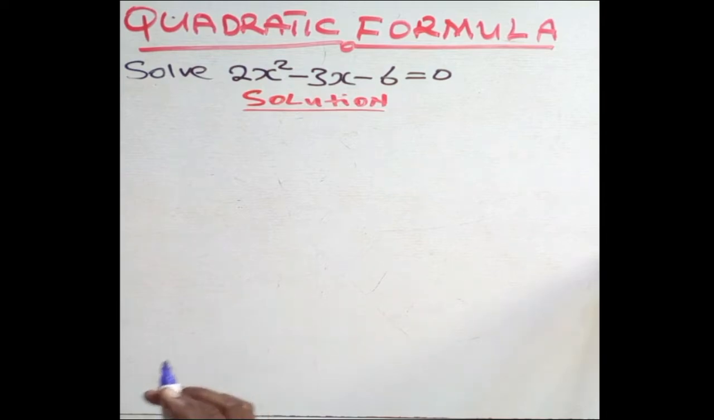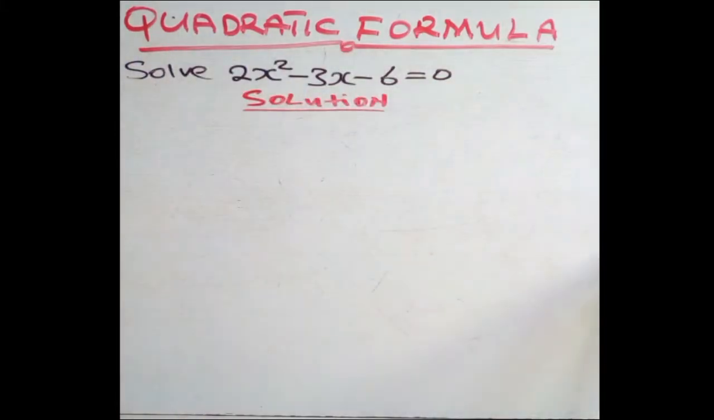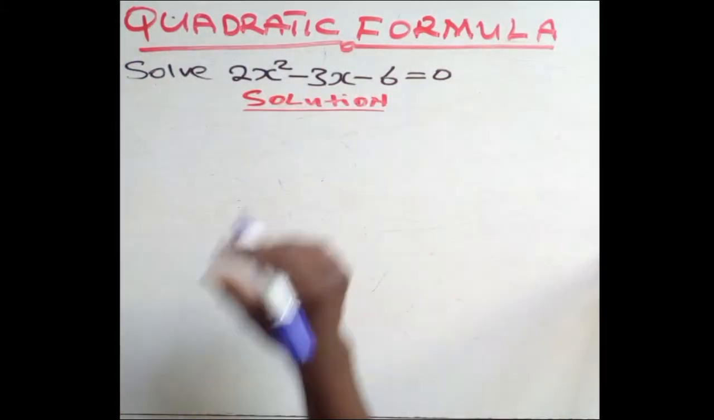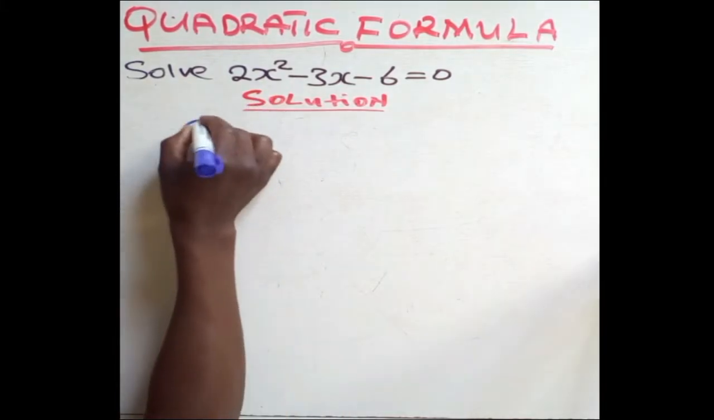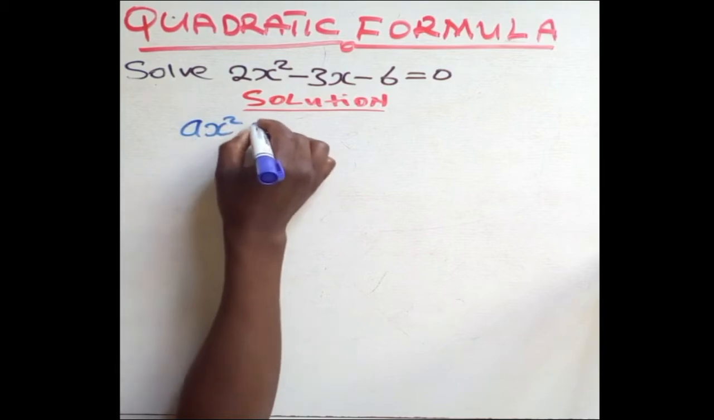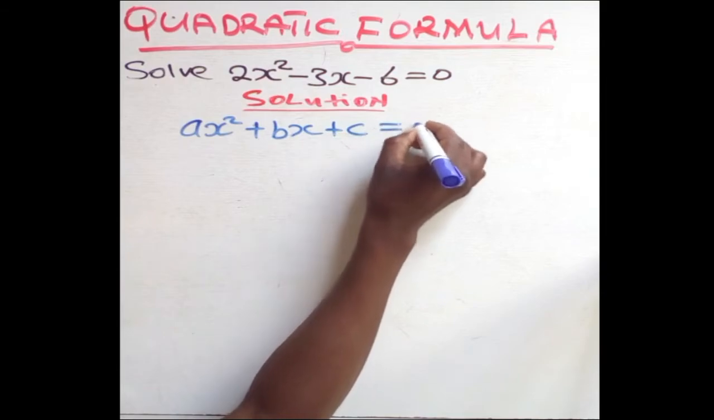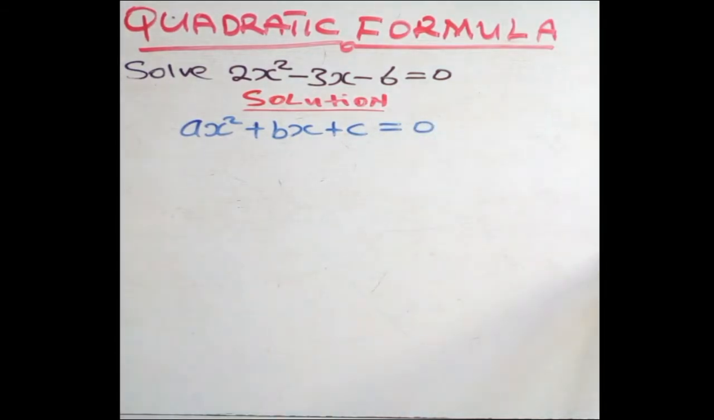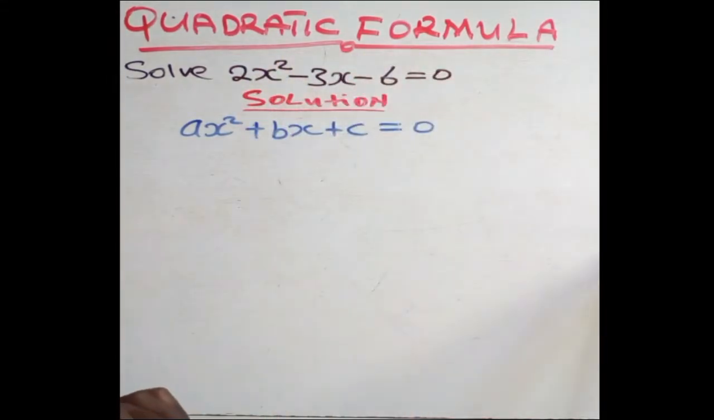On the solving board, we have a quadratic equation that can be solved using the quadratic formula. First of all, under solutions, we have to write a general quadratic equation: ax squared plus bx plus c is equal to 0. This is a general quadratic equation. If we compare this with the question that we have to solve, then we can identify a, b, and c.